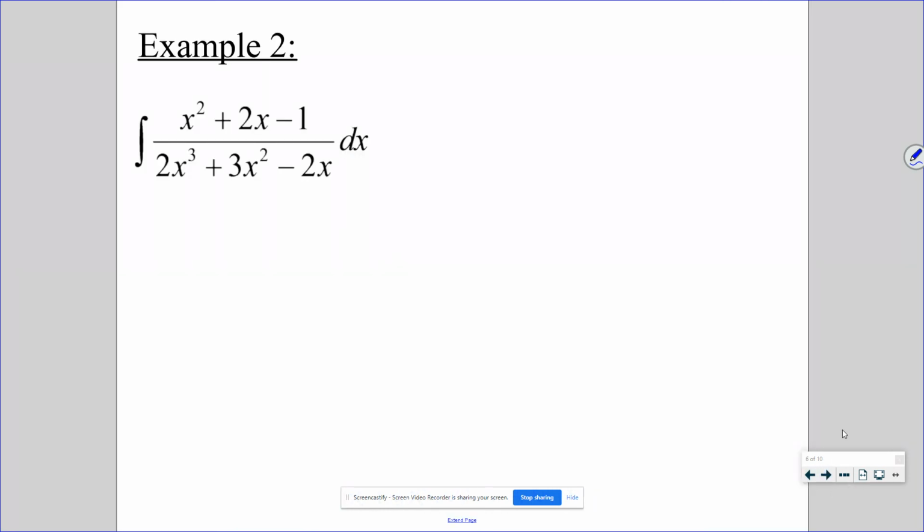Okay, next example is where we're going to get into partial fractions. So get ready. This is going to be a little bit challenging. So the first thing we're going to do is recognize that the top degree is smaller than the bottom. So you're going to have to use partial fractions. There's no way around it.